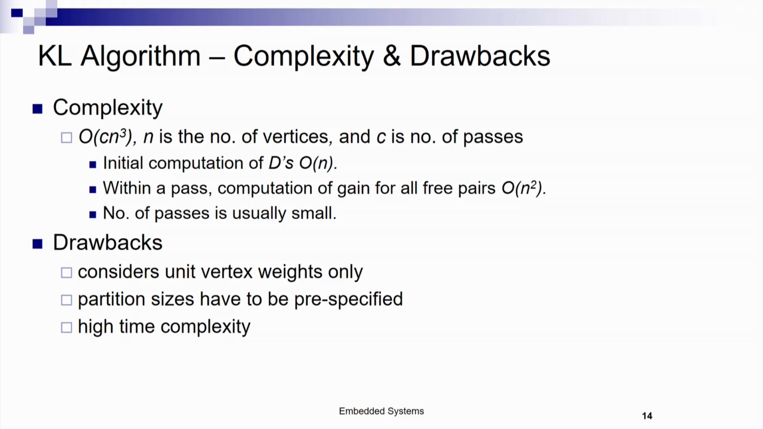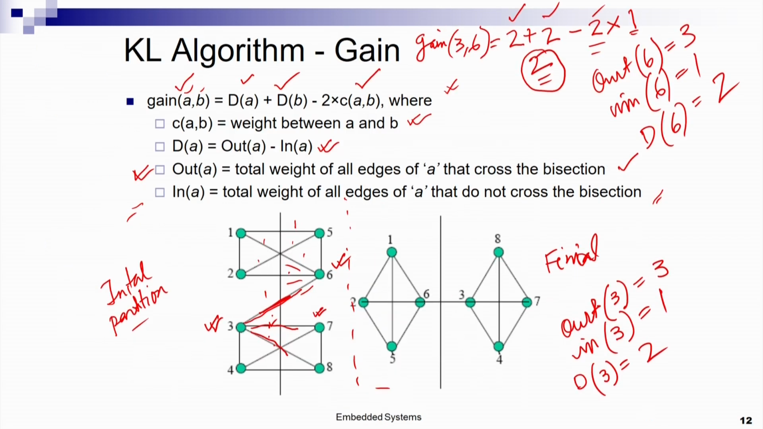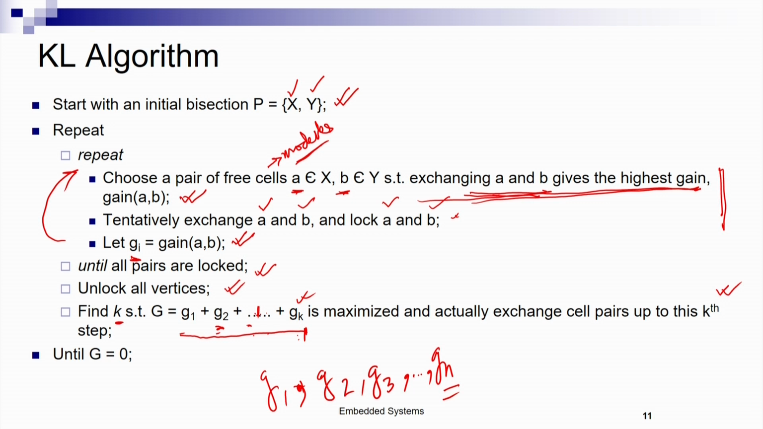What about the complexity of the Kernighan-Lin algorithm? The complexity is big O of C n cube. C essentially, so if we go into the algorithm back once more, we see that this is an inner loop, and the outer loop says until g equals 0. So, I will take up to g k, and then I will unlock all pairs and then repeat the process with the current partition. So, this was the initial partition.